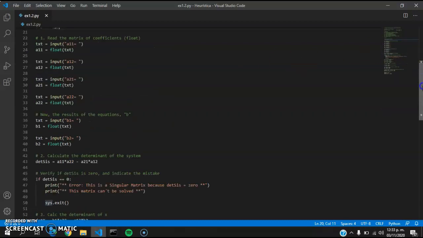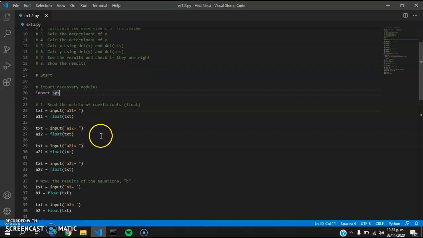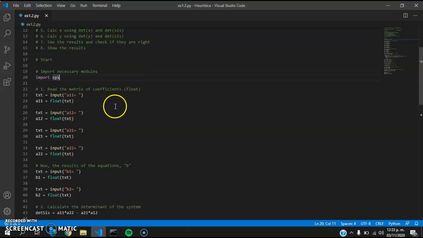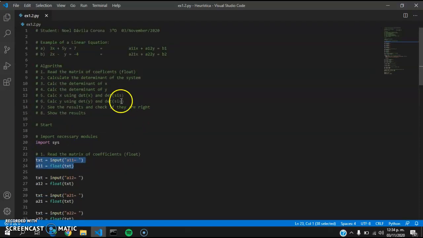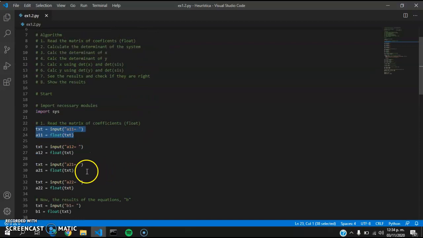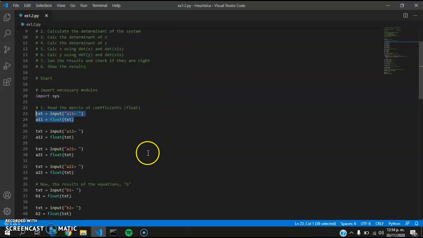Now I'm going to explain all my document. First, we're going to import the necessary modules, as you can read here. In this case, we're going to import sys. And then number one, read the matrix of the coefficients. We're going to put these two commands for each value. This is the two commands for A11, which is the first value, and then for A12, A21, and A22. And now we're going to put the results of the equations, or b. We're going to put the two commands also for b1 and b2.